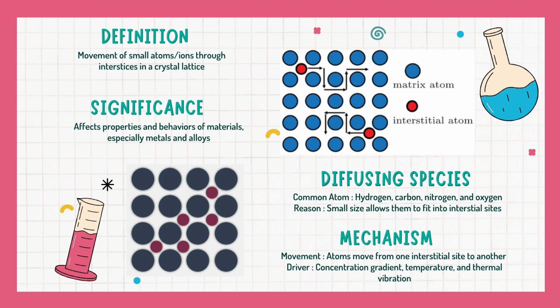Diffusing species for common atoms are hydrogen, carbon, nitrogen, and oxygen. This is because their small size allows them to fit into interstitial sites. The mechanism is that the atom moves from one interstitial site to another. The drivers are concentration gradient, temperature, and thermal vibration.